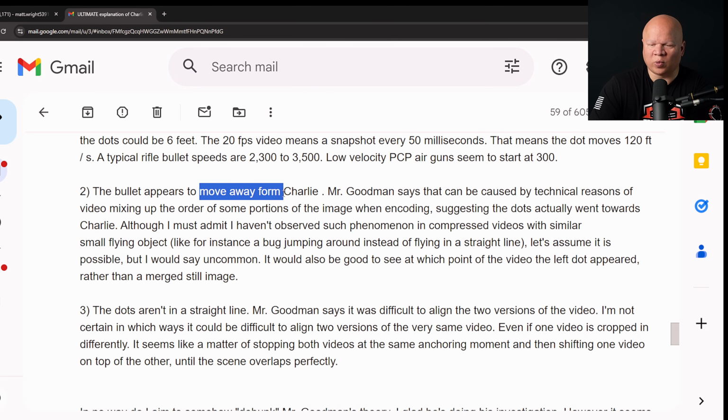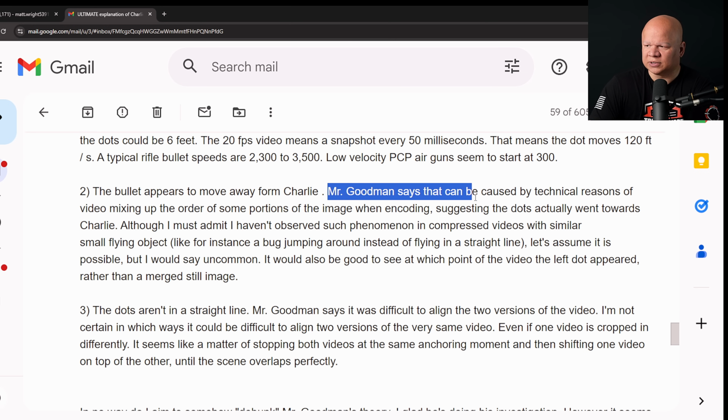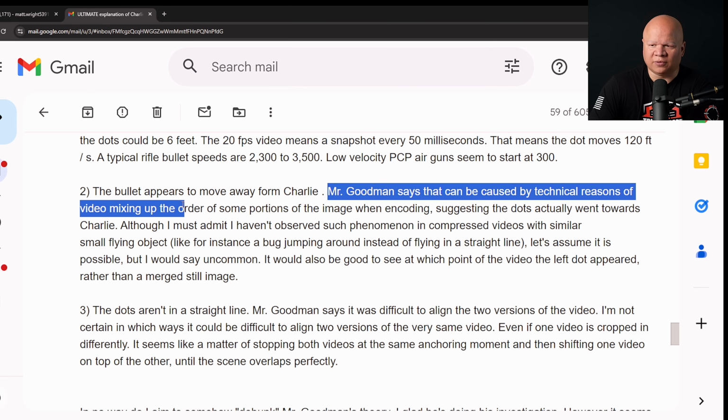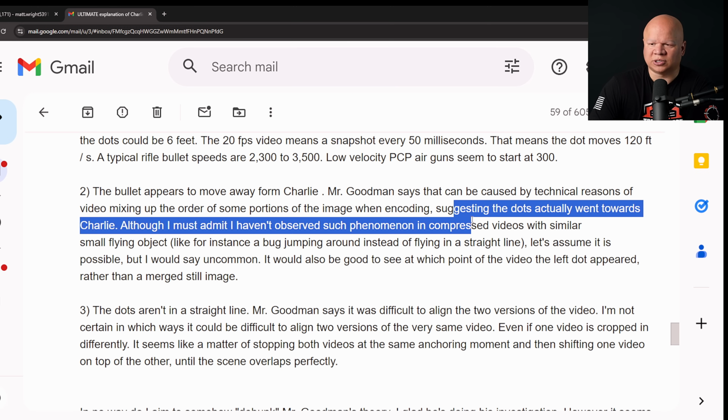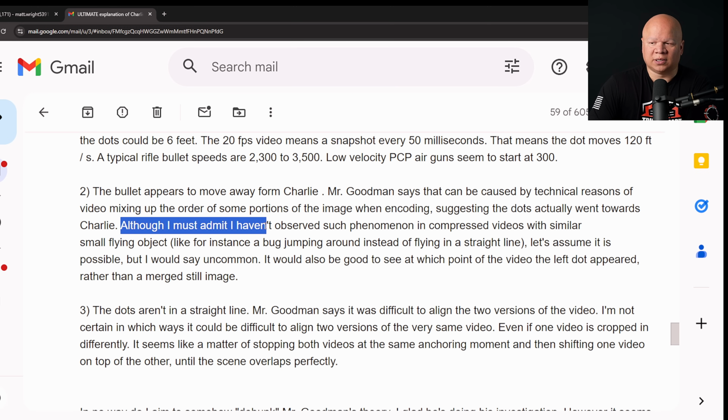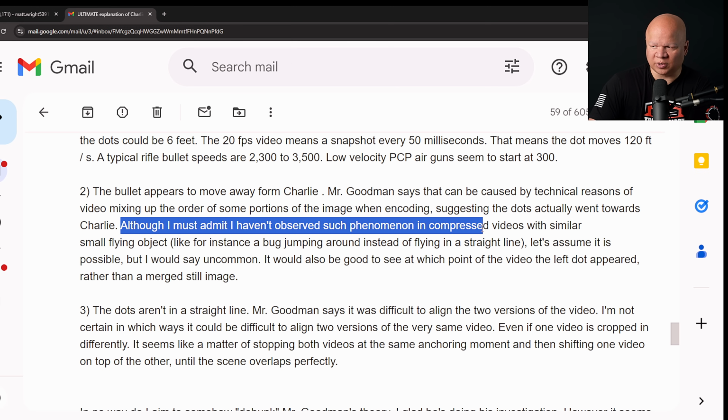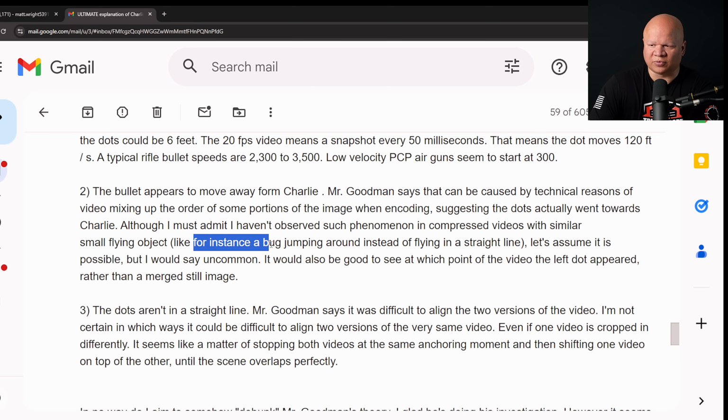The bullet appears to move away from Charlie, which is what a lot of people are saying. And that's what Jason Goodman was kind of trying to correct with his merged image and the compression and codec issues, is that it was going towards Charlie, not away from him. Mr. Goodman says that this can be caused by technical reasons of video mixing up the order of some portions of the image when encoding, suggesting the dots actually went towards Charlie. Although I must admit, I haven't observed such phenomenon in compressed videos with similar small flying objects, like for instance a bug jumping around instead of flying in a straight line. Let's assume it is possible, but I would say uncommon.